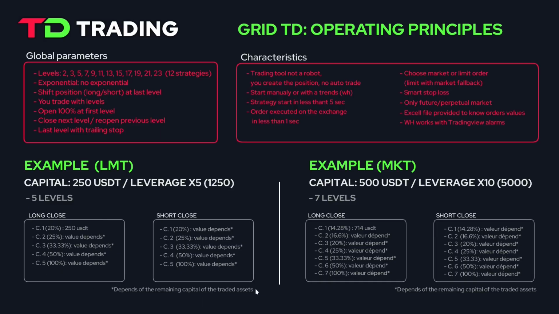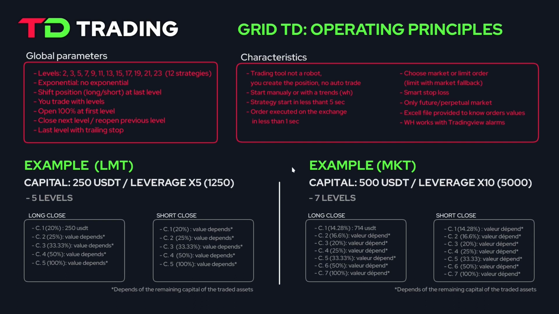So this is how the strategy will decompose the capital allocated to the strategy. For the long closing order, the first one will be 250 USDT and the rest of the orders may vary. Why? Because it's possible that you have reopened the previous level. In any case, it will close 20% of the remaining capital on the first closing order, then 25, 33, 50, and 100% of the remaining capital. For the short closing order, the value also depends on the remaining capital of the traded asset, because with the long you may have reopened previous levels, and with the short you may also reopen previous levels.